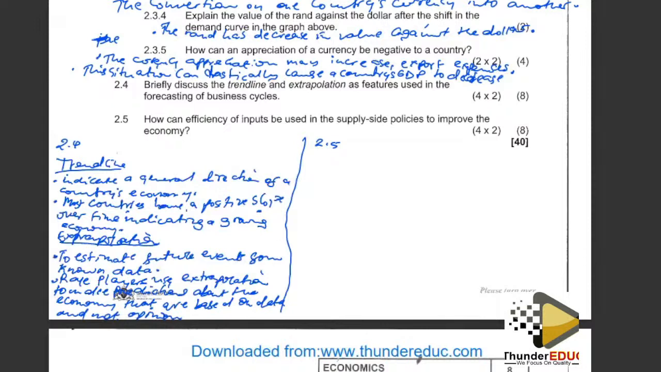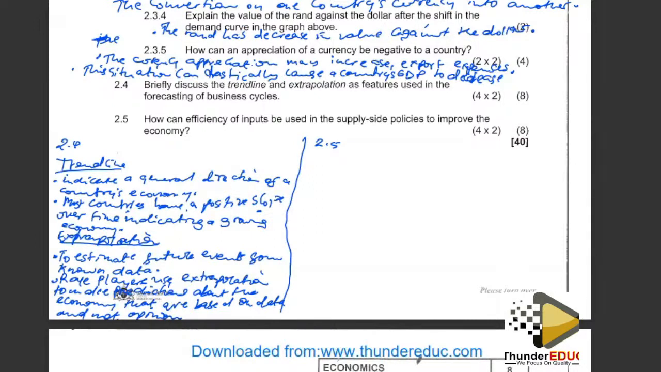Another thing, this trend line, in most cases, does measure the long-term economic growth. What do we mean by economic growth? With economic growth, we check the improvement of businesses in terms of production of goods and services. Okay, right. So now let's move on to 2.5, grade 12. It reads as follows: how can efficiency of inputs be used in the supply side policies so as to improve the economy? What do you mean by efficiency under economics? Under economics, when you talk of efficiency, we check the non-wastage of resources. Resources are fully employed. There's no waste of resources.